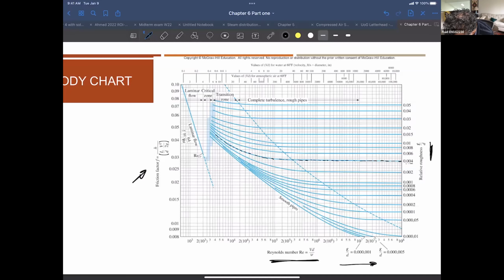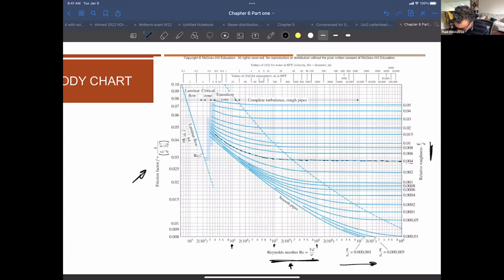So each line represents a constant epsilon over d. On the x-axis is a logarithmic scale of Reynolds number. Here is 10,000, so this is 10 to the power 4. As you go in this direction, the number is increasing. For example, this will be 100,000, this is 1,000,000, and so on.